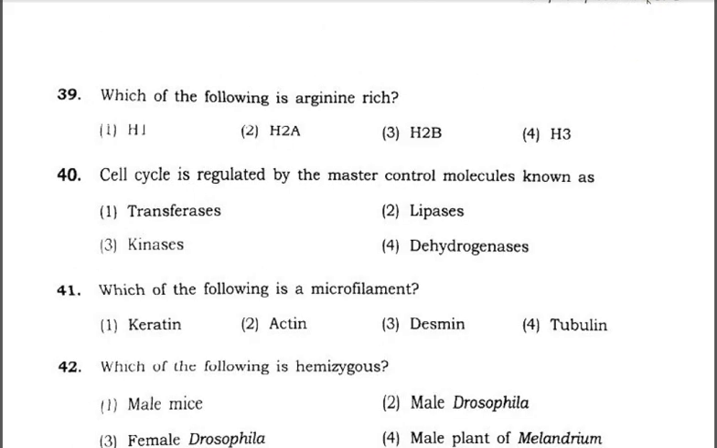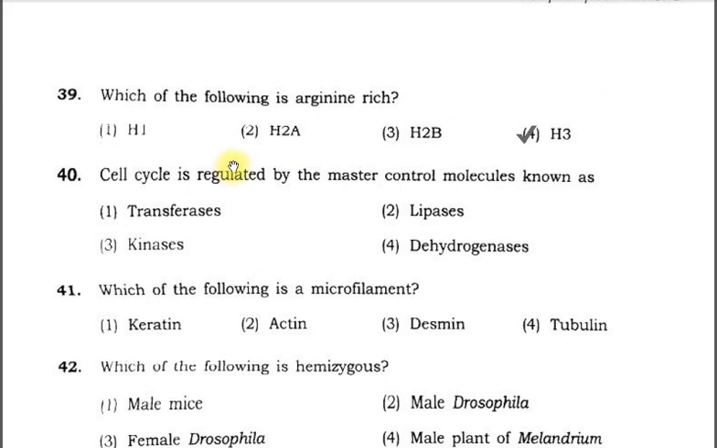Coming to question number 39. Which of the following is arginine rich? The options are H1, H2A, H2B and H3. So out of this, the correct one is option number 4, which is H3. H stands for histone. The histone protein 3 is rich in arginine. In addition to H3, H4 is also rich in arginine, while the H2A and H2B histones are rich in lysine.